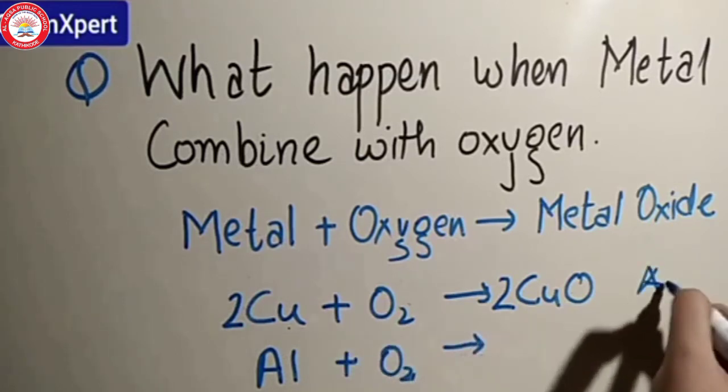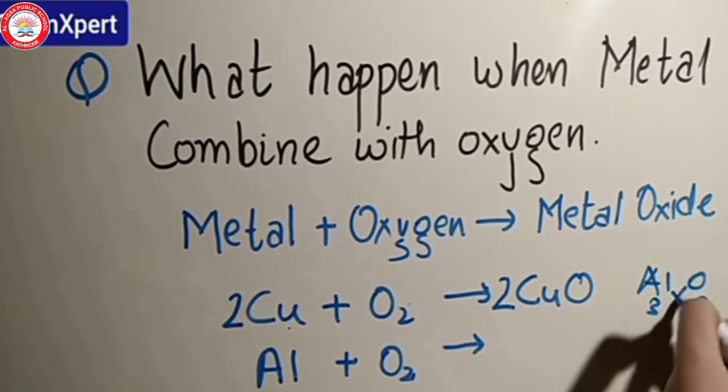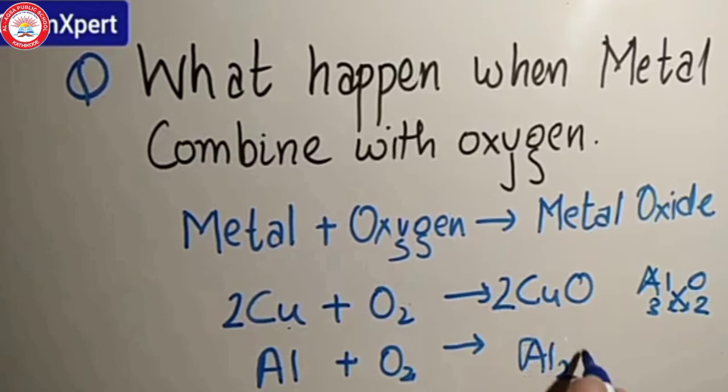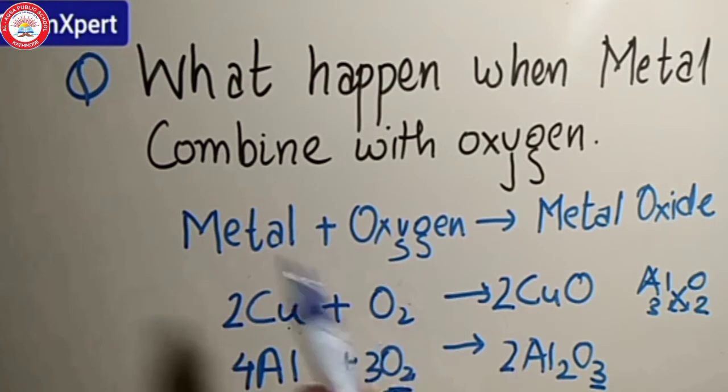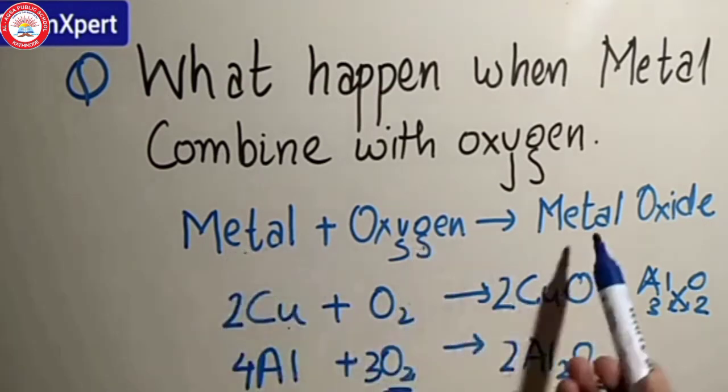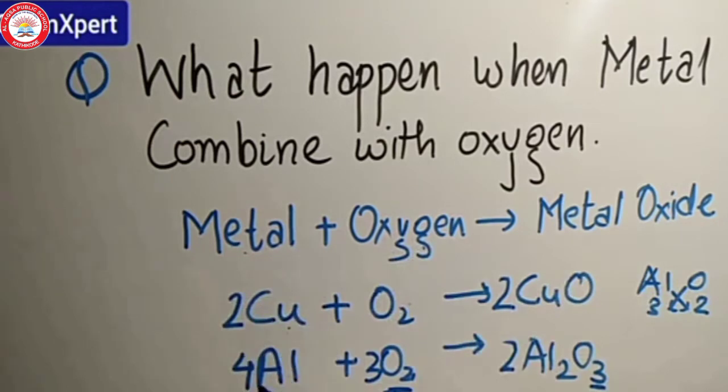And the next one is aluminium plus oxygen, and we will get aluminium oxide. Here also we can balance this equation. How we will get that aluminium oxide formula, we have already studied in 9th standard, and we will get the aluminium oxide as Al2O3. Now we are balancing this equation, and we got 4Al plus 3O2 gives 2Al2O3. Here metal combines with oxygen and gives metal oxide.